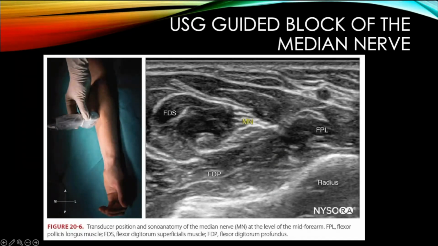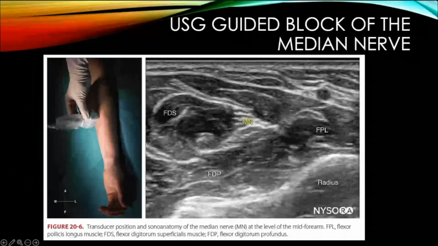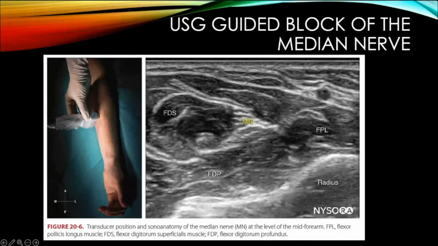But the main problem with doing a wrist block with the landmark technique is that you have to account for the branching of those terminal nerves. The ulnar, the median, the radial, they all start to branch at the wrist level. So that's why you see that there's quite a bit of fanning here and there that you have to do to account for all the branches.